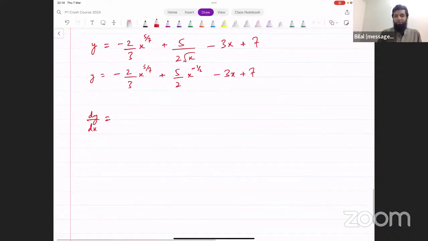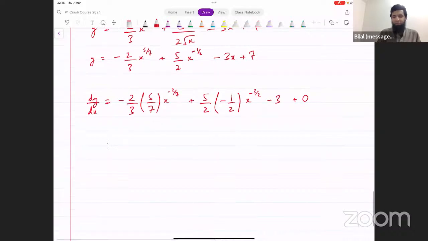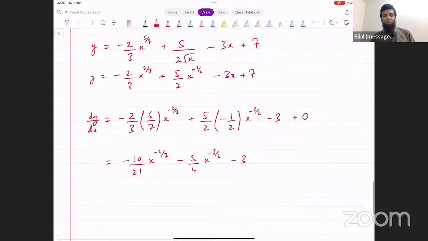Okay. Now we find the derivative. Let's find the derivative of the first thing. Minus 2 over 3 as it is. Multiply by the power, it becomes 5 over 7. Subtract 1 from the power, 5 over 7 minus 1, that's going to be minus 2 over 7. Plus 5 over 2 as it is, multiplied by the power, that's minus 1 over 2, into x to the power minus 1 over 2 minus 1, which is minus 3 over 2. Then what's the derivative of minus 3x? We just learned this. If we have minus 3x, the derivative of that is just going to be minus 3. And then what about the derivative of plus 7? That is just going to be 0. Okay, so you can just ignore that as well. It's not necessary to write that 0. Now you can simplify this, and that gives you minus 10 over 21 x raised to power minus 2 over 7 minus 5 over 4 x raised to power minus 3 over 2 minus 3. That's the derivative that we were looking for.